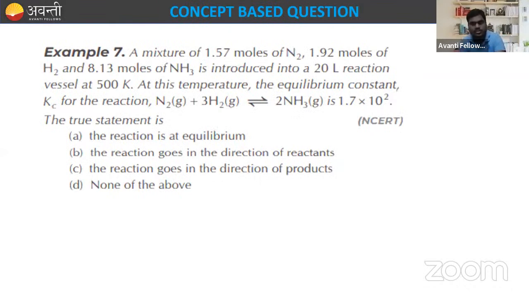Good. So this is a small question related to this. You have to identify this. A mixture of 1.57 mole of N2, 1.92 mole of hydrogen, and 8.13 mole of NH3 is introduced in a 20-liter container at 500 Kelvin. At this temperature, the equilibrium constant Kc for the reaction is given. The true statement is: the reaction is at equilibrium, the reaction goes in the direction of product, and so on. So you have to identify this.